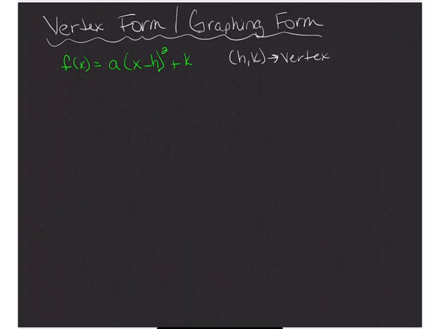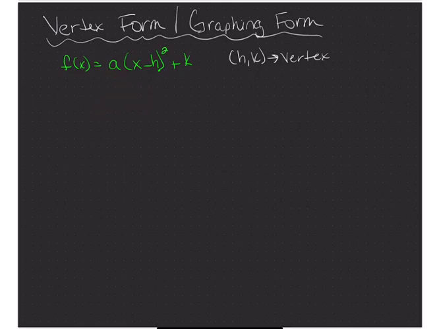A out front is going to help us with directionality. If it's positive, it's going to open up, right? If a is negative, what's it do? Right, it opens down.